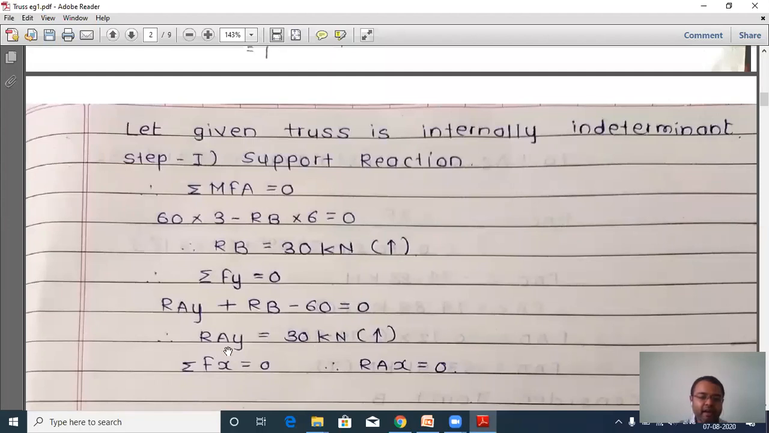Here I have written RAY. R stands for reaction, reaction at A support, RA. Y stands for perfectly vertical. Of course, for a hinge there exist two reaction components, vertical and horizontal. Y stands for vertical, X stands for horizontal. So the horizontal component is 0. Here there exists just RAY, which is 30 kilonewton.